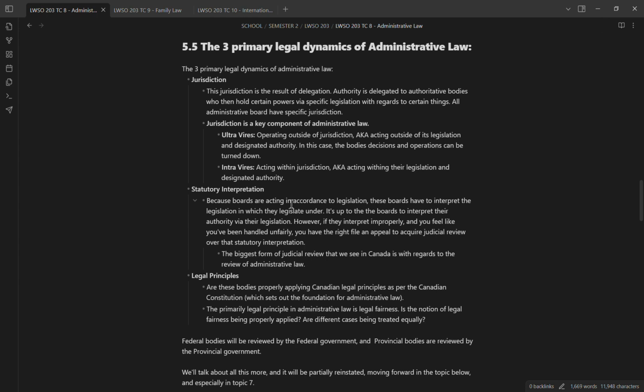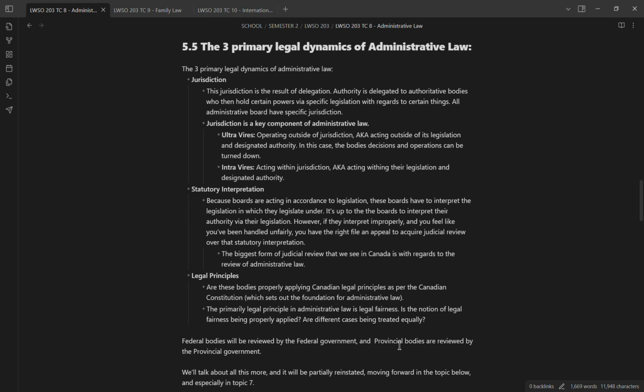And finally, legal principles. Are these bodies properly applying Canadian legal principles as per the Constitution? This is a key legal question within administrative law, and it's something to be examined. The primary legal principle in administrative law is legal fairness. Is the notion of legal fairness being properly applied? Are different cases being treated equally? These are things to consider.